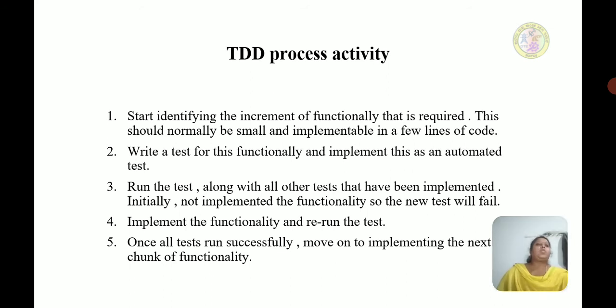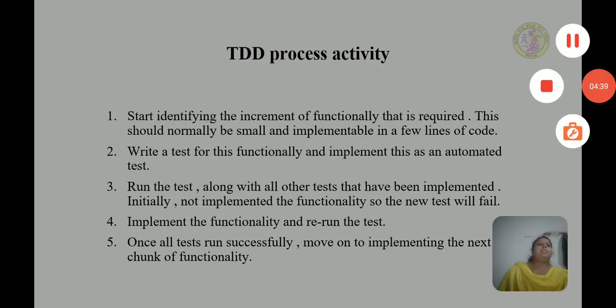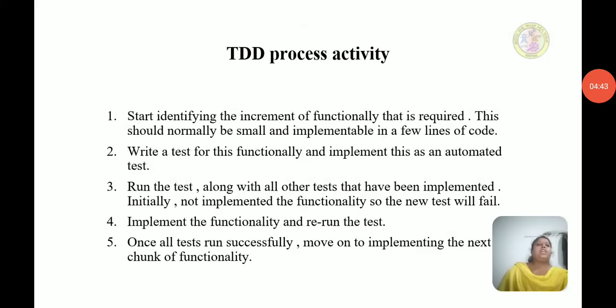We have to start by identifying the increment of functionality that is required for testing. This should normally be small and implementable in a few lines of code. Then write a test for this functionality and implement it as an automated test. After that, you run the system. Since the functionality is not yet implemented, the new test will fail. Then implement the functionality and rerun the test. Once all the tests run successfully, move on to implementing the next chunk of functionality. As usual, only if your tests run successfully do we move on to implementing and preparing the next chunk of functionality.